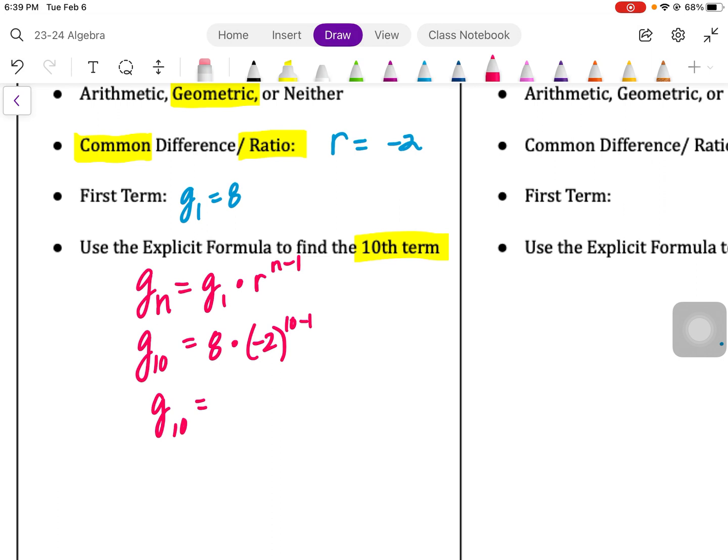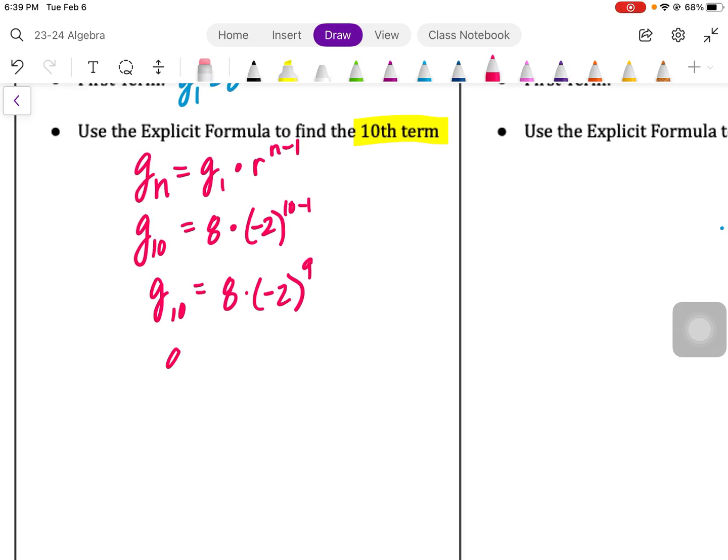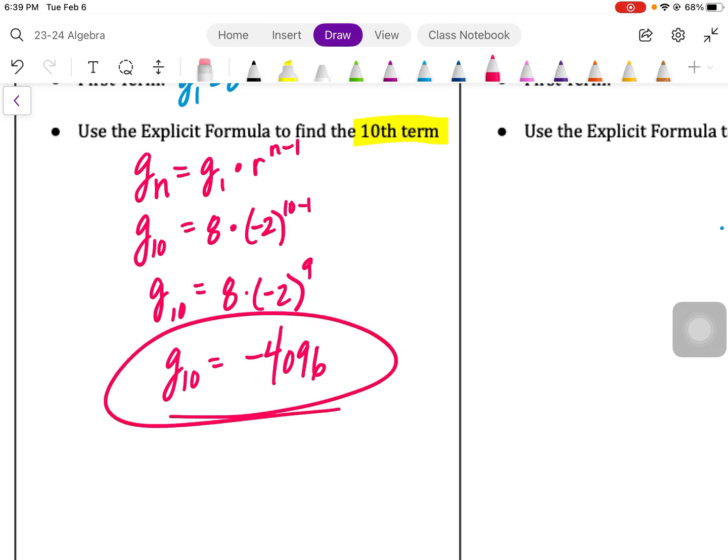Okay, now, as you can see, our calculator is going to be our best friend tonight. So this is not super hard math. It's just a matter of plugging it into your calculator correctly. So I'm going to simplify here. In my calculator, I'm going to do -2 to the 9th power and then multiply by 8. And you should be able to do this all in one fell swoop, which is fine. And I believe our answer is negative 4,096.